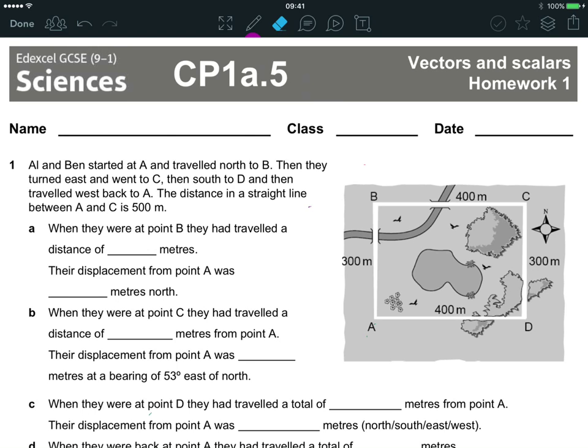Okay, this is your help for vectors and scalars. Right, this first question here is about, do you understand that difference between displacement and distance?